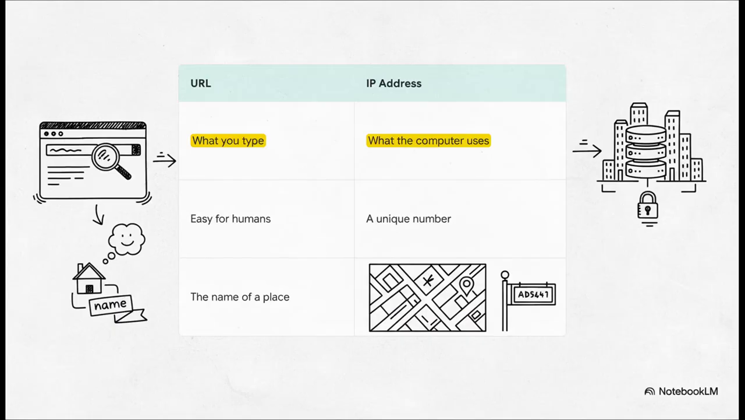This slide really nails that crucial translation. We type in the easy, memorable name, the URL. The system then instantly looks that name up in a giant digital phone book to find its real, numerical street address, the IP address. Every single time you browse, this lookup happens in the blink of an eye. It's the first critical handoff in the relay race.